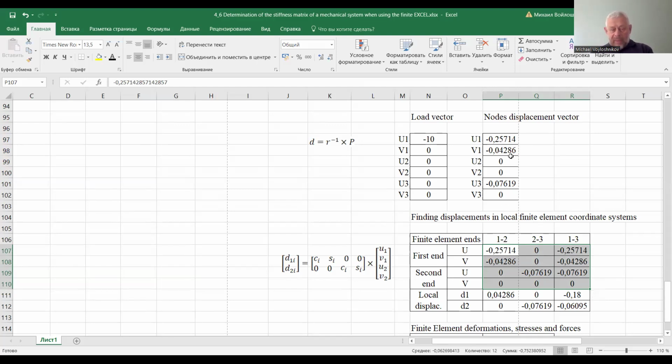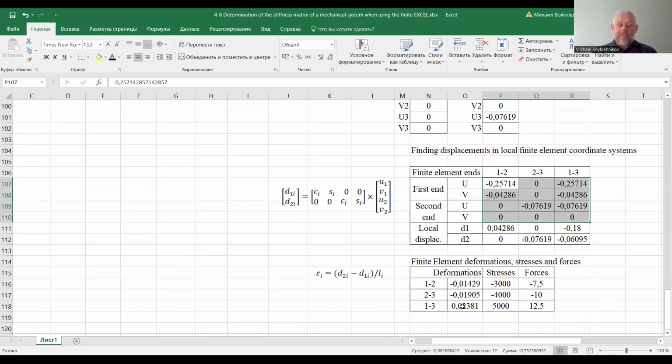To do that, we consider the vector of nodes displacement obtained by the product of the inverse stiffness matrix onto the vector of the external load. This is due to the canonical equations of the displacement method. And next we have to come back to the local coordinate system. To local, because we have to find the deformations of each finite element, to find the stress acting on the finite element and to find the force.